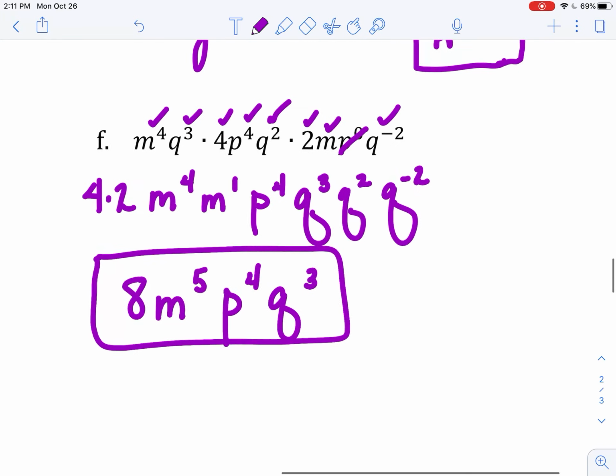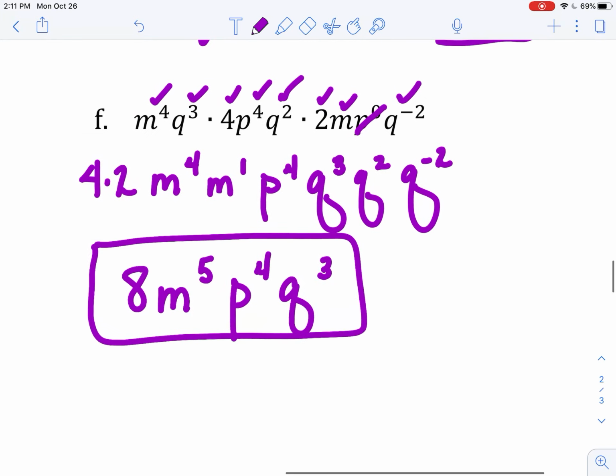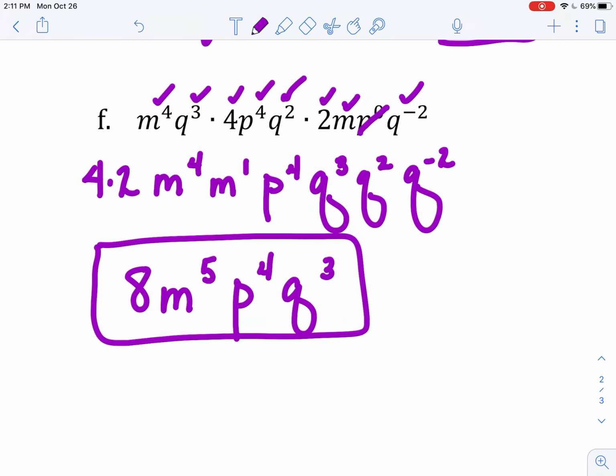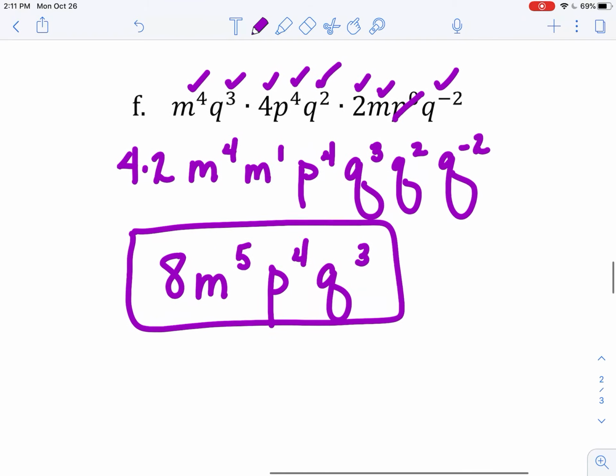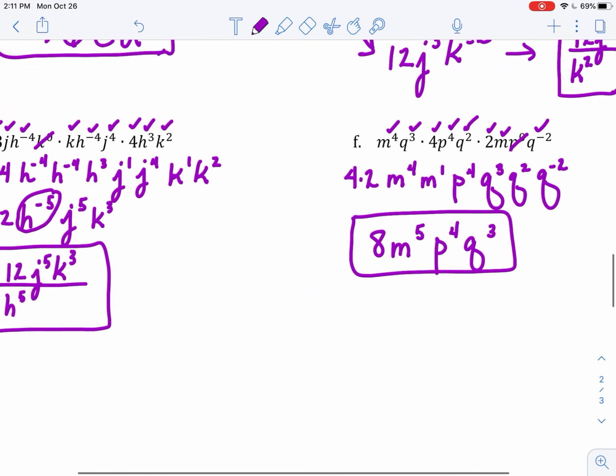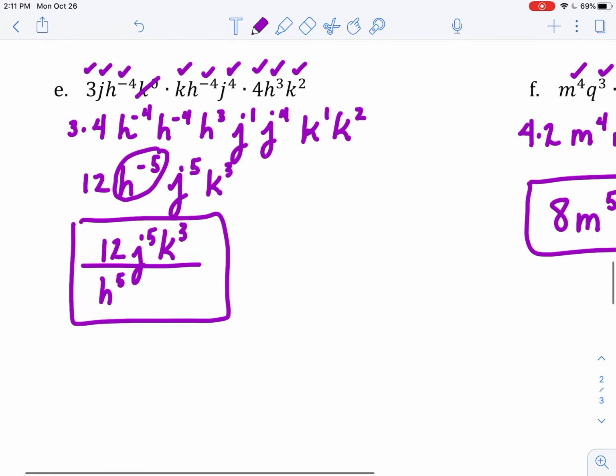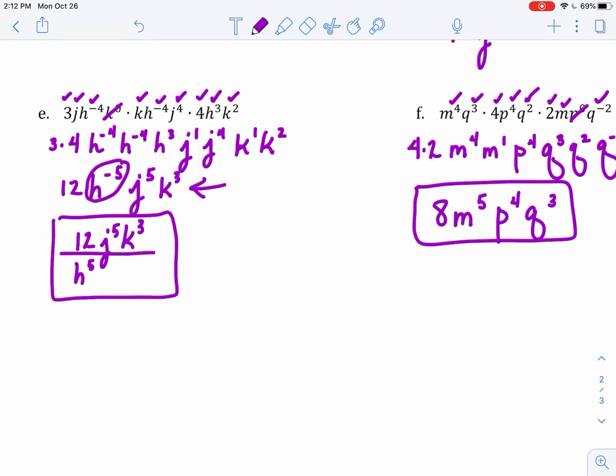So again, don't let a problem like this intimidate you. Rewrite it so that the coefficients are in front. The variables that are alike are all right next to each other, and then add up the exponents on the ones that are alike. If you end up at the end, before you box it, with something negative, like we did in E right here at this step, then you're going to have to move that before you determine your final answer.